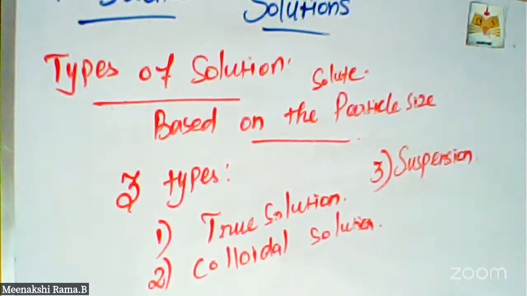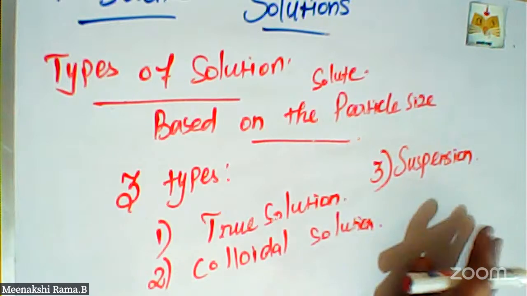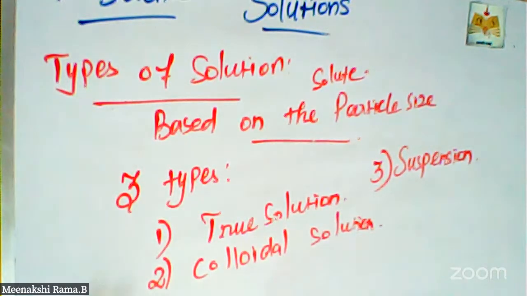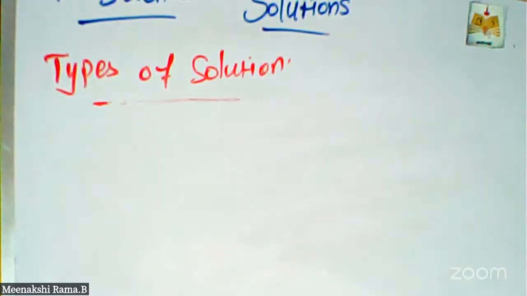Okay. So today we are going to understand what is true solution and what properties it has, what is colloidal, what are its properties and examples, what is suspension, and what are the qualities and examples of the suspension solution. Okay, this is the heading of the session. So today we are going to learn about three types of solution: true, colloidal, and suspension. So the first one is true solution.